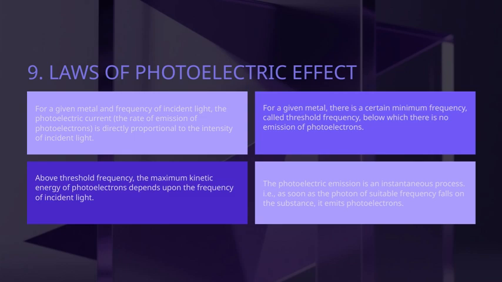And for a given metal and a fixed frequency of light, the rate at which photoelectrons are emitted, that is, the photoelectric current, is directly proportional to the intensity of the incident light. Essentially, brighter light results in more electrons being emitted per unit time. These key points help us understand the fundamental nature of the photoelectric effect, which is crucial in connecting classical and quantum physics concepts.